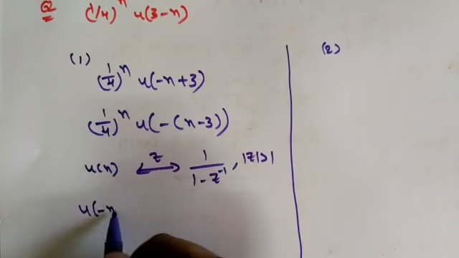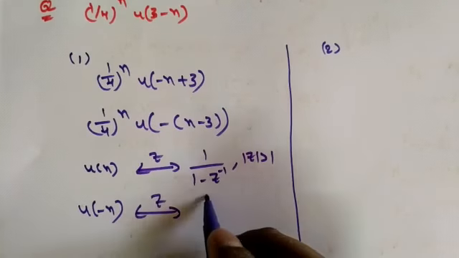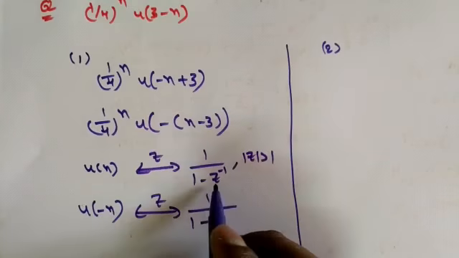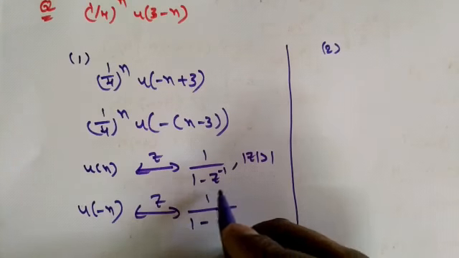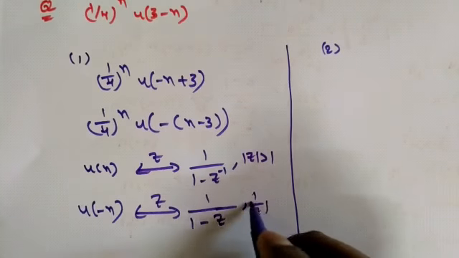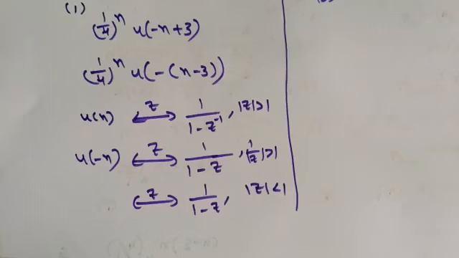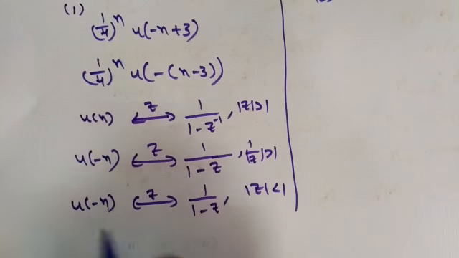Then do the reversal, u of minus n. Once we do the reversal, in place of z we will get 1 by z. So 1 by z power inverse means 1 minus z. Here also 1 by z greater than 1. So what is this? It will become 1 by 1 minus z, and it will become mod z is less than 1. This is u of minus n.